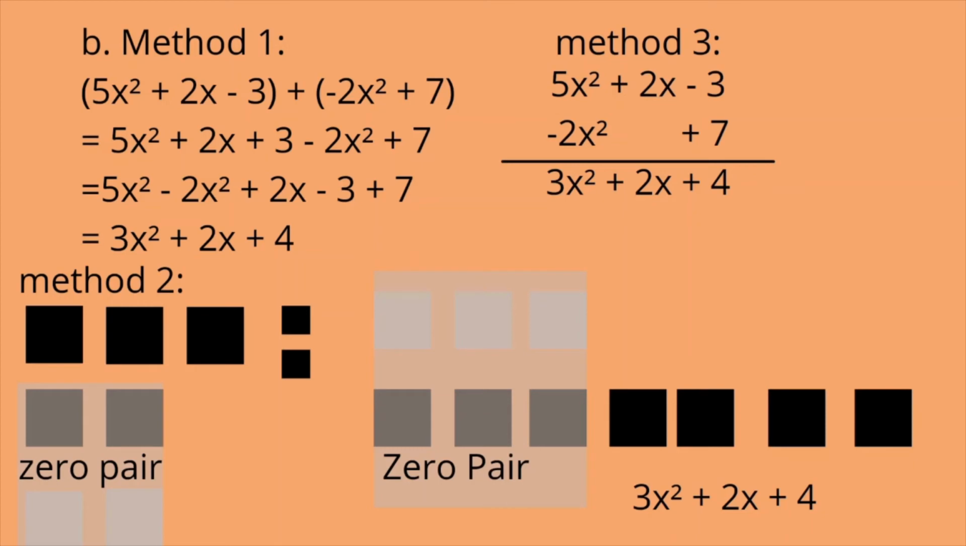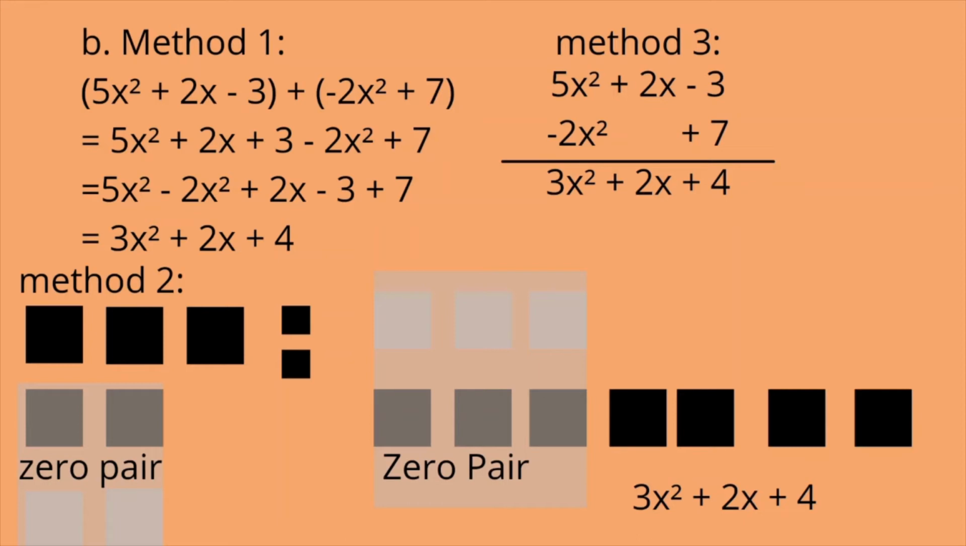For the second equation, letter B, we are going to use three methods also. So the first method, we have (5x squared plus 2x minus 3) plus (negative 2x squared plus 7). For the first step, we have to associate the equation: 5x squared plus 2x minus 3 minus 2x squared plus 7.